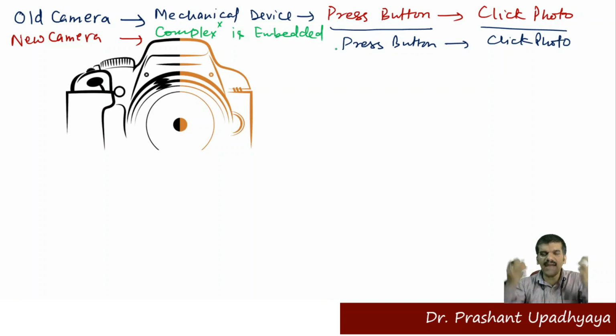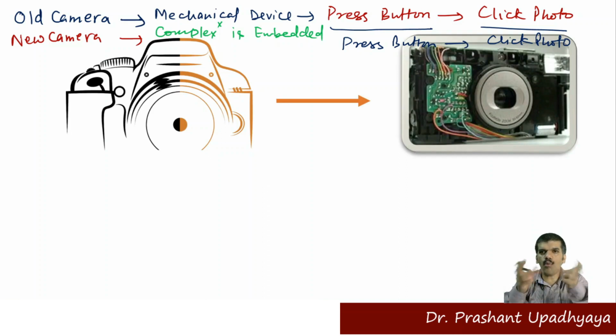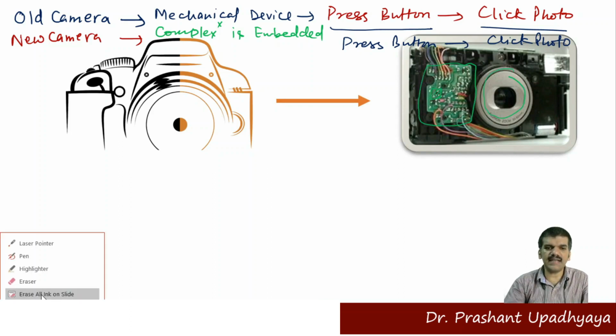And where has that complexity been embedded? That complexity has been embedded into the chip, which you are going to see. If you open that camera, you can find that green chips are available. Let's take another example, the LED bulb.